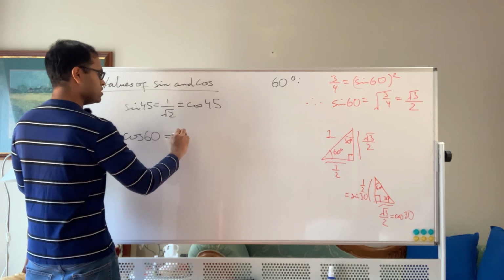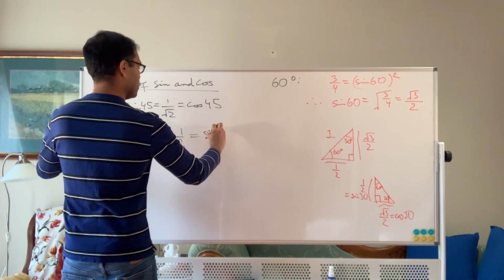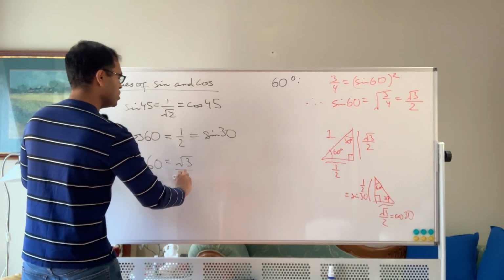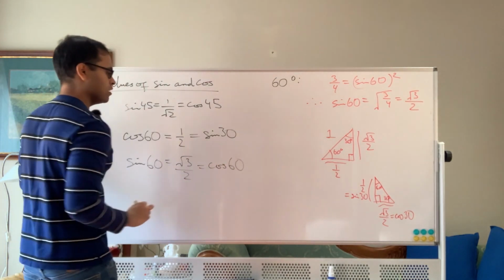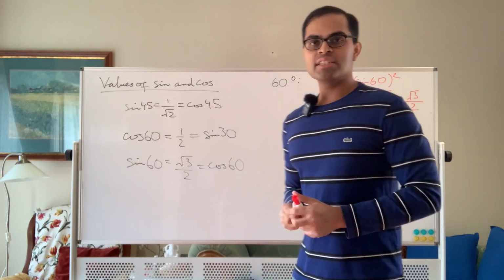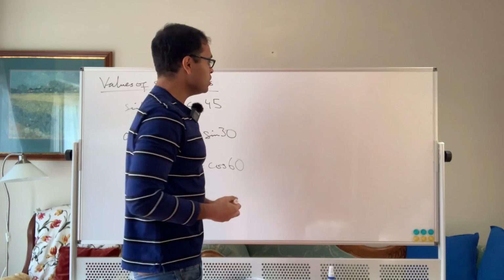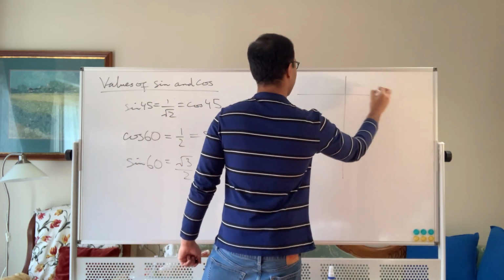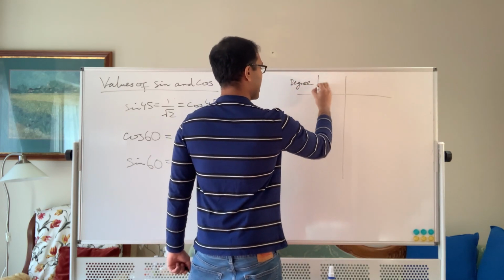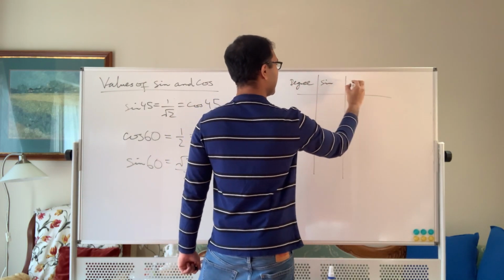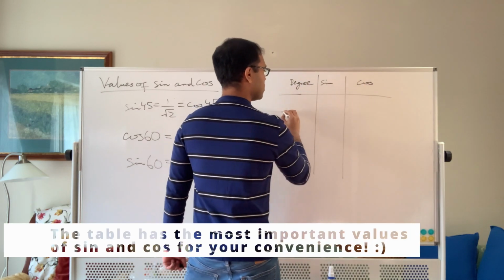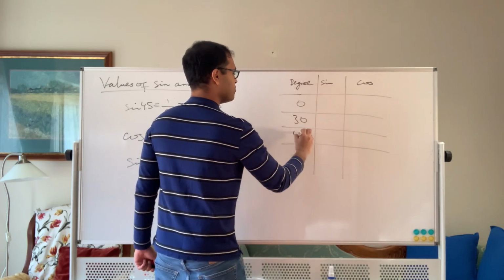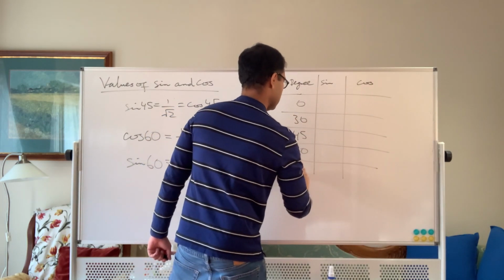So cosine 60 is going to equal a half. Okay, and similarly, sine of 60 is going to equal root 3 over 2. And one way of doing it, I'm going to give you a cool table that you can screenshot, and the table is going to have sine and cosine and the degrees. So I'm going to put degrees, and then cosine and sine. Here we can draw this table. I'm going to do these degrees: 0, 30, 45, 60, and 90.